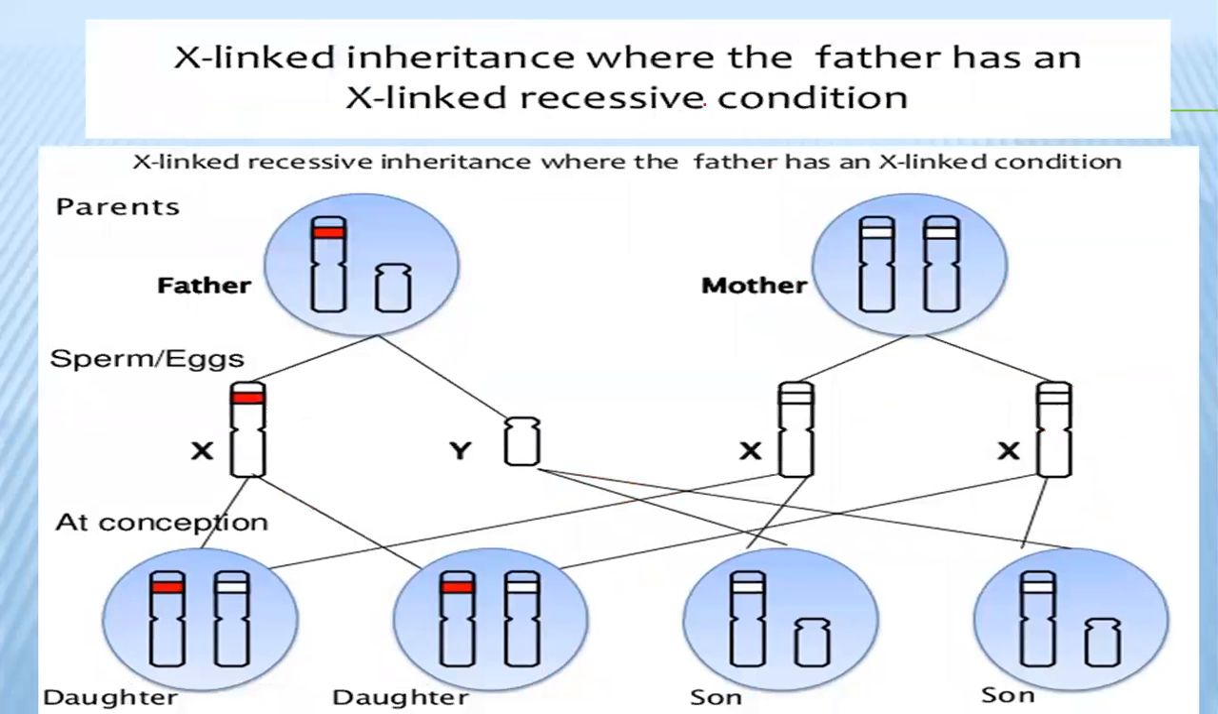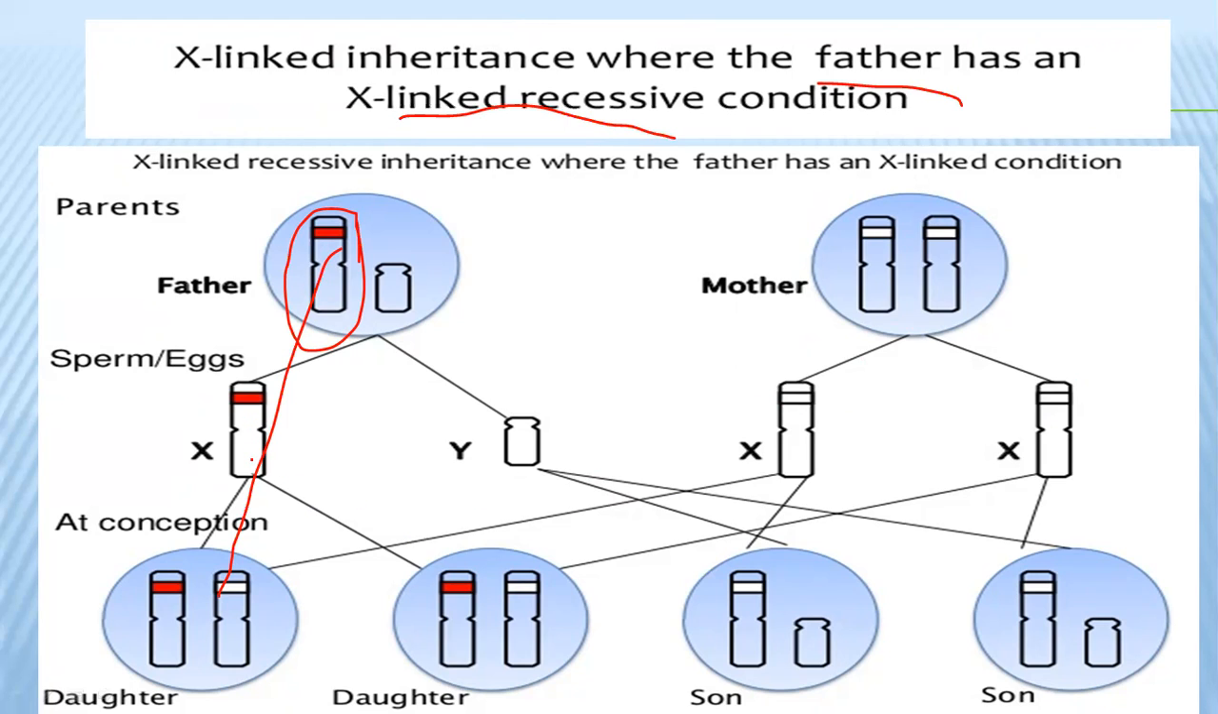Now there is another condition. If the father has the X-linked recessive condition, the male has only one X chromosome and one Y, so that X chromosome will transfer to the female, not to the male. The male's X chromosome comes from the mother, one from the mother. So here are the gametes, so that is the affected one.